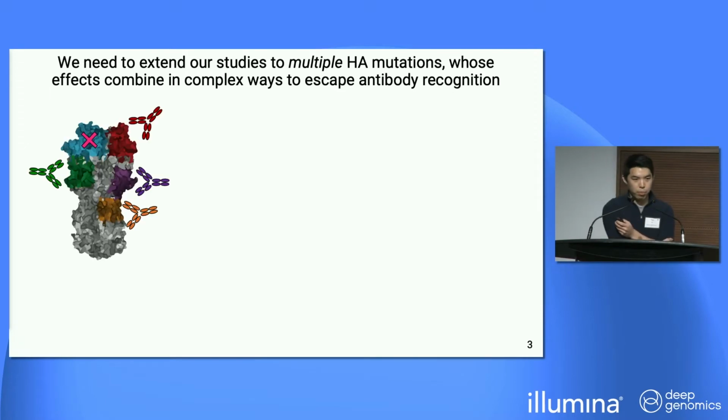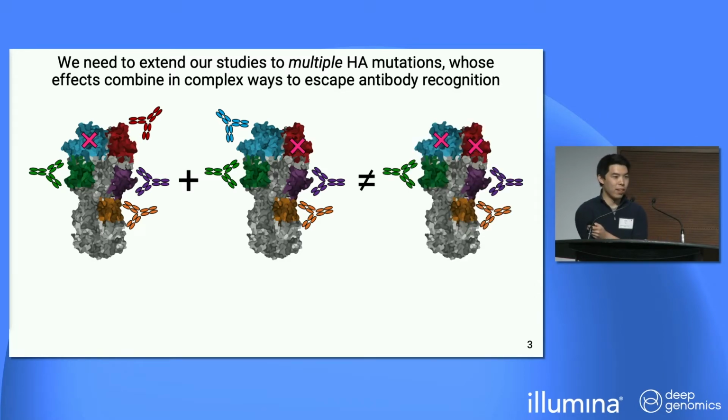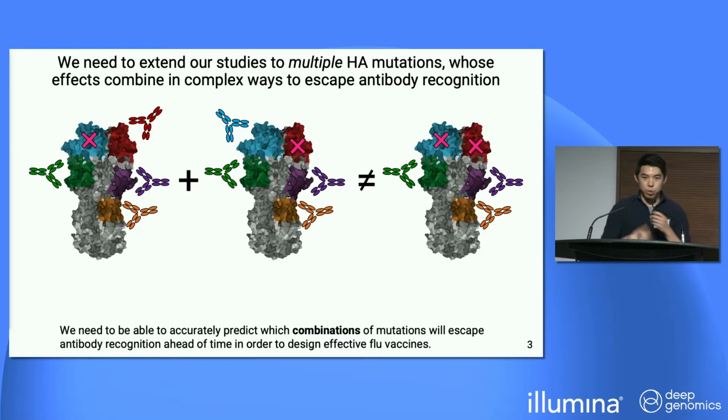And so one of the other primary reasons we need to do this experimentally is that everyone knows that mutation effects can combine in very complex ways, and so you can't simply add up the effects of single mutants that we have from our prior studies to try and predict what happens in this multiple mutation case. And so our overall goal was to do this combinatorial deep mutational scanning and use models to try and predict which combinations of mutations will escape antibody recognition ahead of time. And hopefully that will be useful in being able to design better flu vaccines.